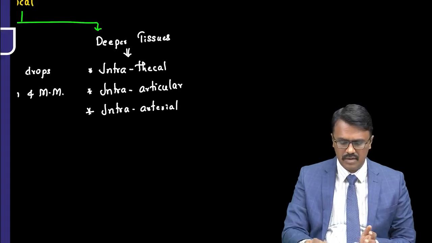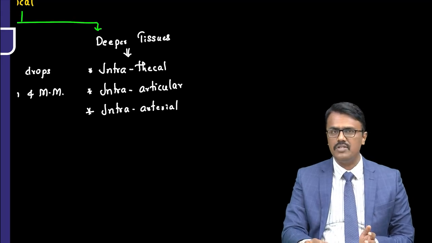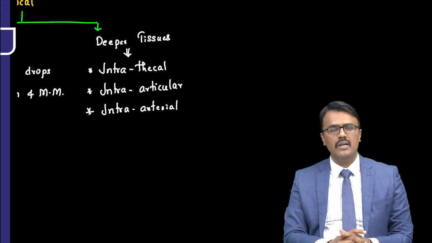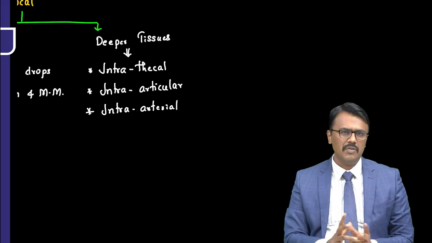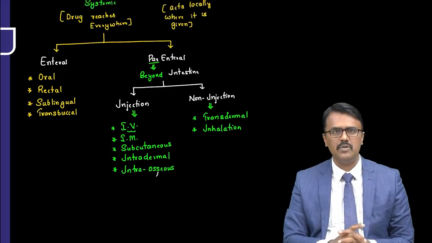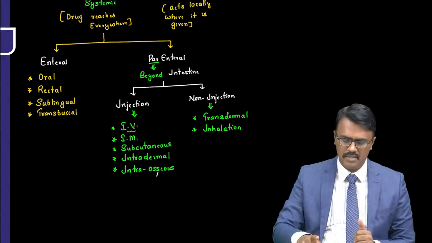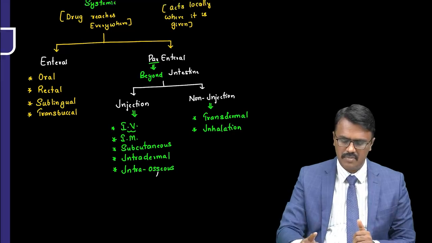I have clarified this to you. Now, many times what happens, some of the routes overlap. They can be local or systemic depending on the drug also. So let me give an example for that.